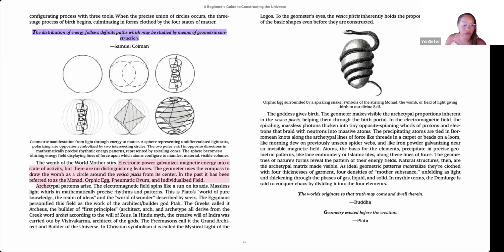In the past, it has been referred to as the monad, the Orphic egg, the pneumatic ovum, and individualized field. Archetypal patterns arise. The electromagnetic field spins like a sun on its axis. Massless light whirls in mathematically precise rhythms and patterns. This is Plato's world of pure knowledge, the realm of ideas, and the world of wonder, described by seers. The Egyptians personified this field as the work of the architect builder god Ptah.